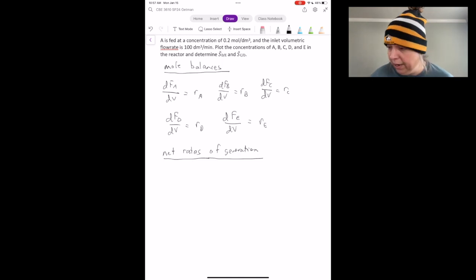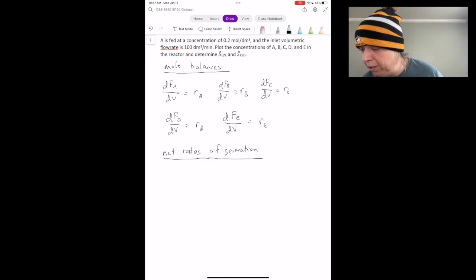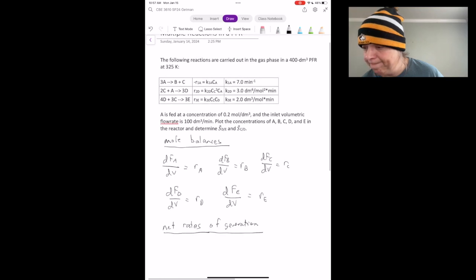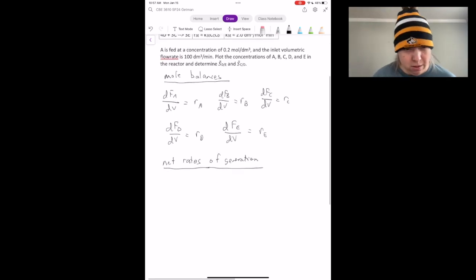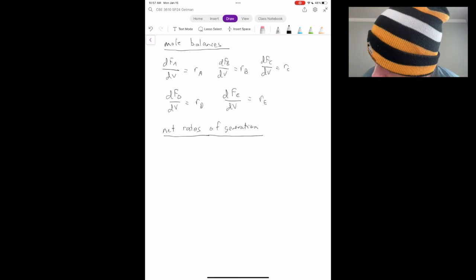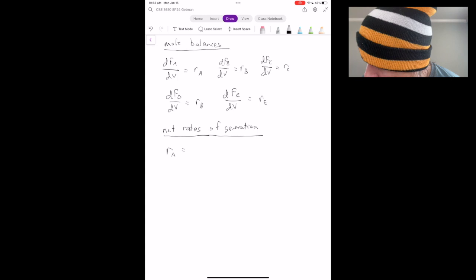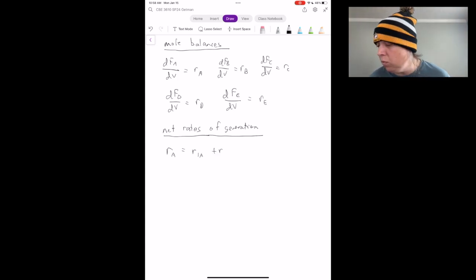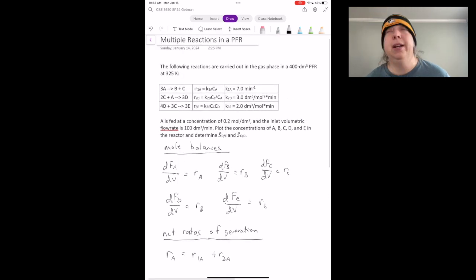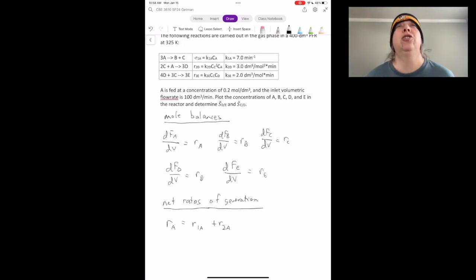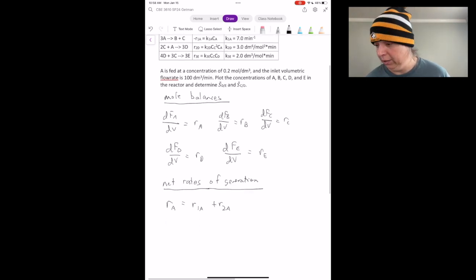Okay, so now it goes back to how all of these different species participate in these different reactions. So for the net rate of A, rA, that's participating in reactions 1 and 2. So that's going to be r1A plus r2A. Now, A is a reactant in both reactions 1 and 2. So I'm writing here net rates of generation, or rates of generation for these two different reactions, but those quantities are going to be negative. And we'll get to that in just a second.